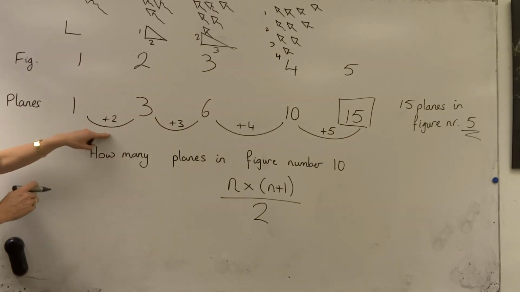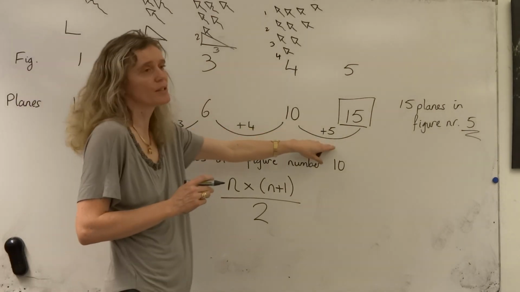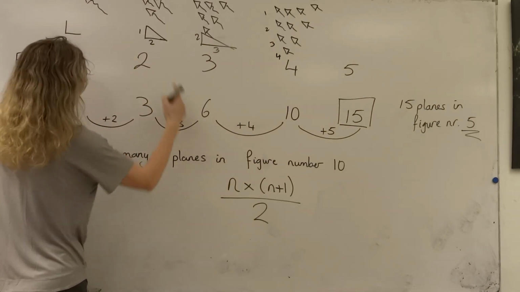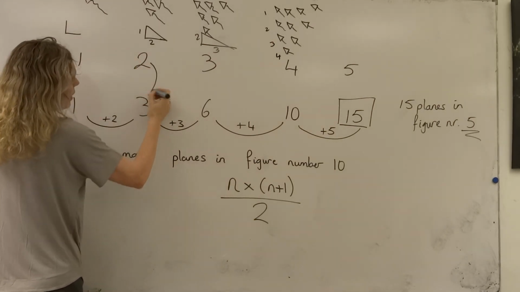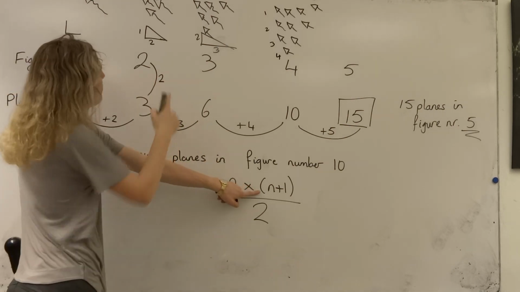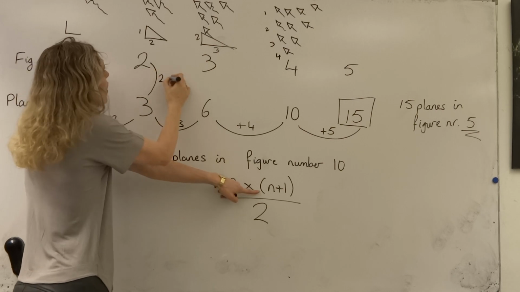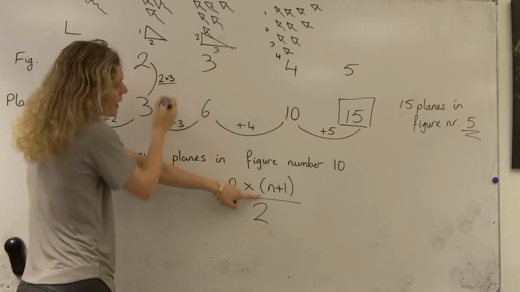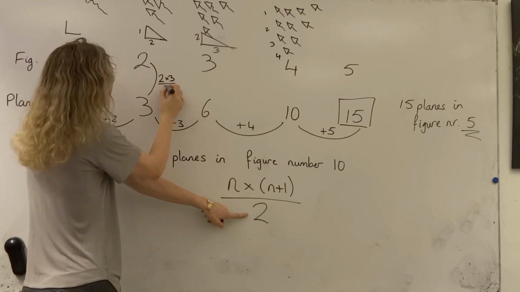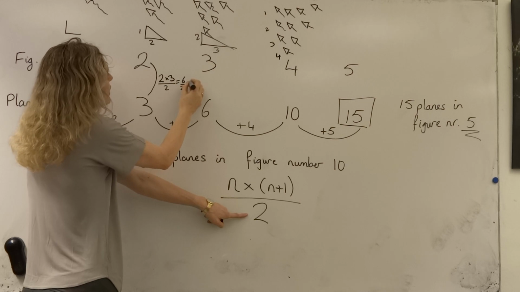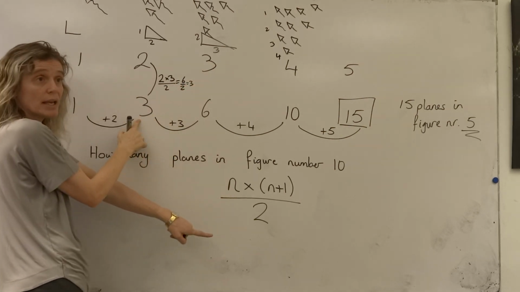And when we see this increasing pattern of 1, we can think, okay, what does that mean? Well, if I've got figure number 2, I take n, which is 2, and multiply it by n plus 1. Well, 2 plus 1 would be 3. That would be too many. But then I divide the whole thing by 2. 2 times 3 would be 6. 6 divided by 2 would give me 3. So it gives me the answer here.